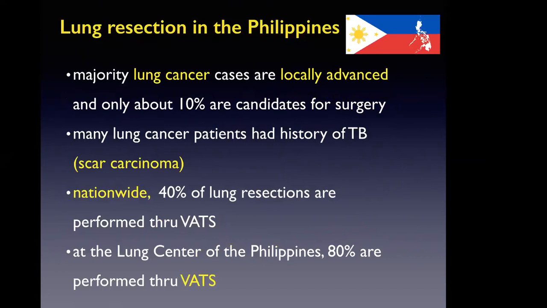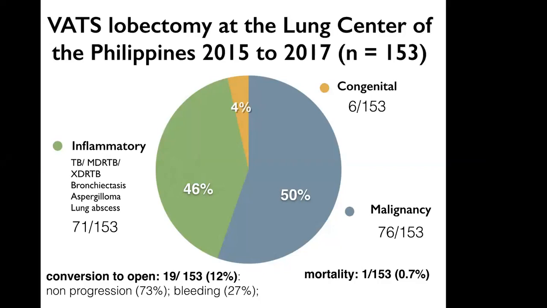The majority of lung cancers are locally advanced, and only about 10% are candidates for surgery, most of them developing because of scar carcinoma. Nationwide, about 40% of lung resections are done through VATS. And at the Lung Center of the Philippines, about 80-90% are performed through VATS, usually through Uniportal VATS.